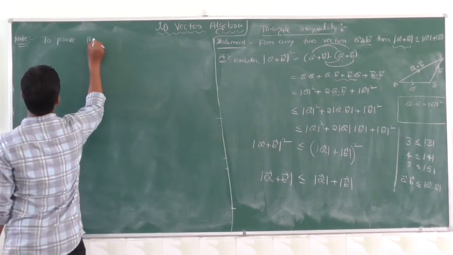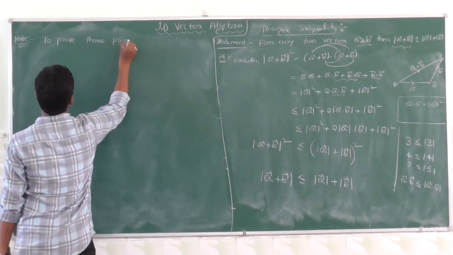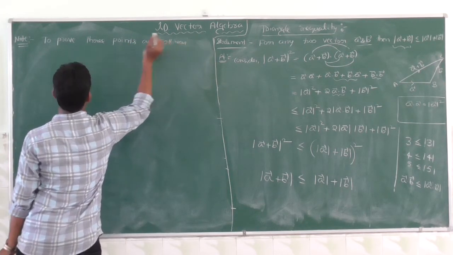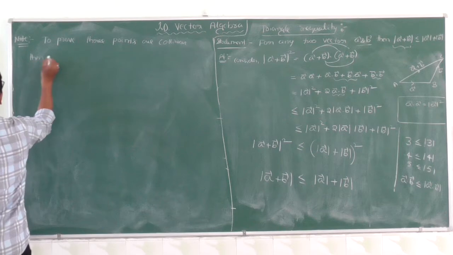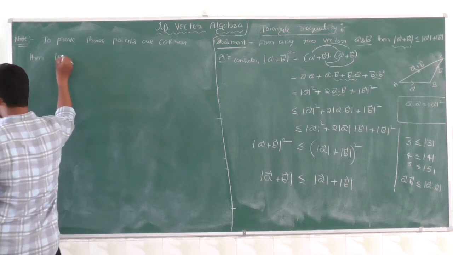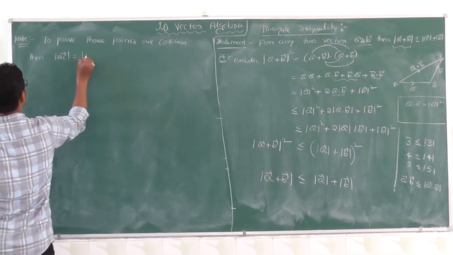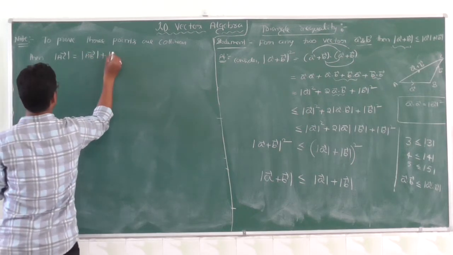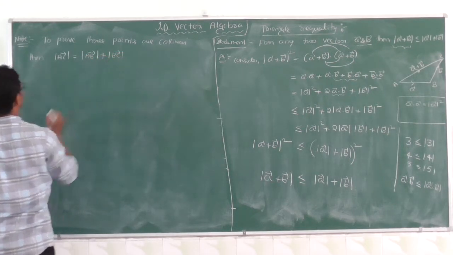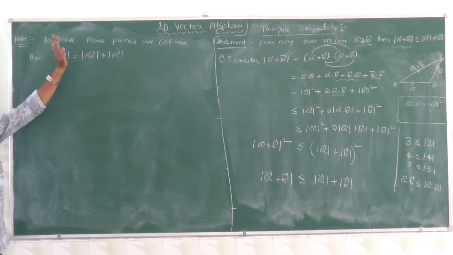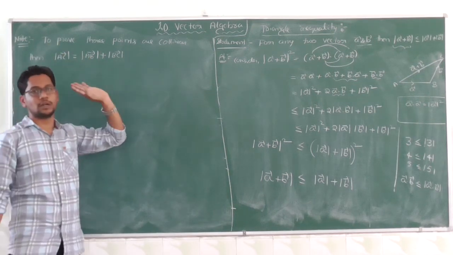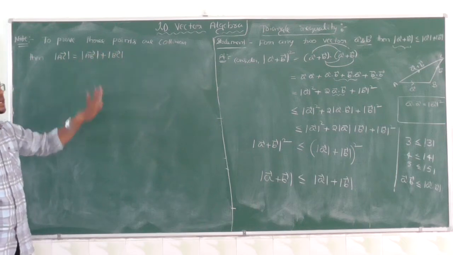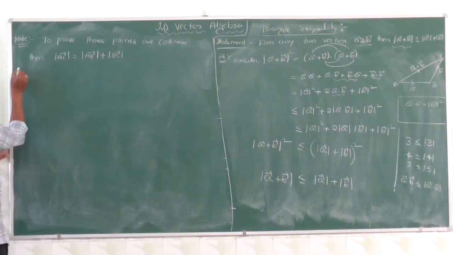To prove 3 points are collinear, the magnitude of vector AC equals the magnitude of vector AB plus the magnitude of vector BC. Here it is a condition to verify whether the given points are collinear or not. Based on this, let us solve the problems.